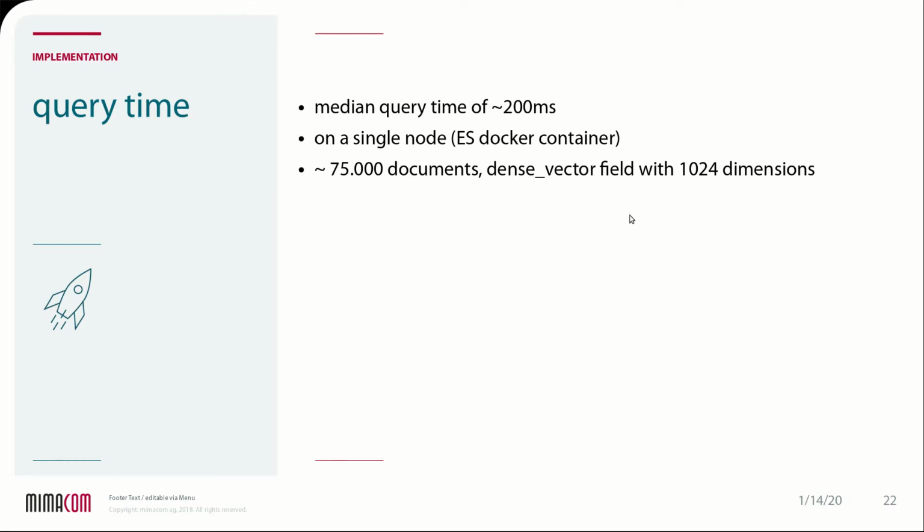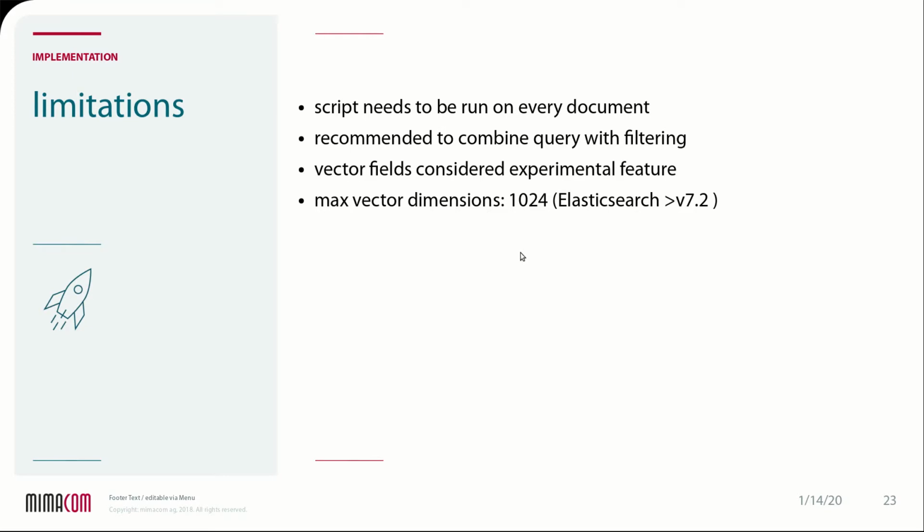So query time is all right, but please keep in mind that this is still an expensive query because we need to calculate that score for every single document that we run in the query. So the recommendation is to run with filtering combined. You wouldn't want to run such a scoring query over millions of documents. That would be quite expensive.